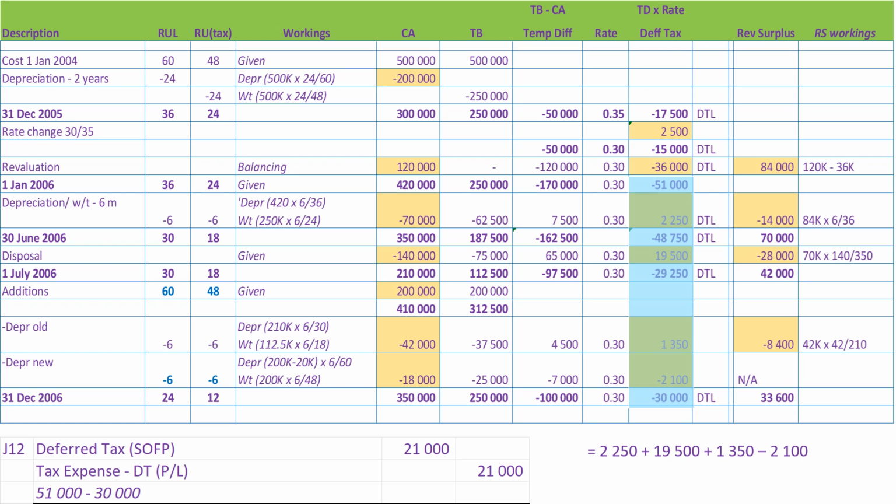None of these entries hit OCI. The only entry that hit OCI was your 36,000. Your deferred tax pertaining to depreciation, pertaining to disposals, pertaining to your depreciation of your old and new, all of them appear in profit or loss. Thus, your tax effect and your tax impact will be in profit or loss.